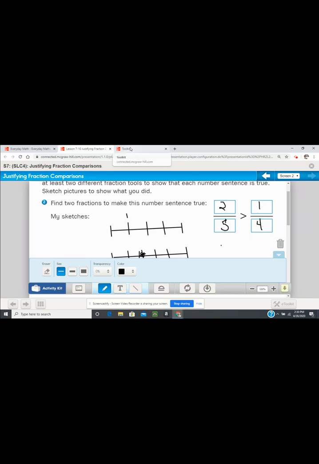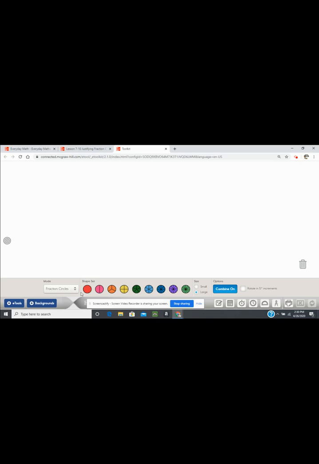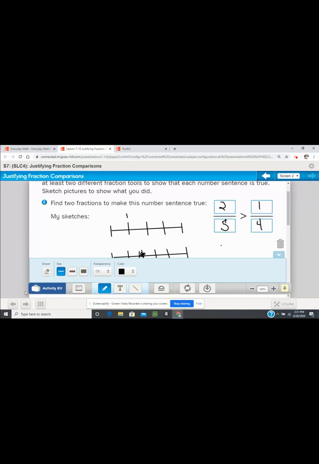Let's look at one more way to do that. We're going to look at our fraction circles for that. This time we're looking at 1/4, which is my yellow. And then my light blue, which is fifths. And we're looking at 2 of those. So 2/5, 1/4, I could bring my pieces together. And I see that 1/4 is less than 2/5, so that makes 2/5 greater than 1/4, justifying my answer.